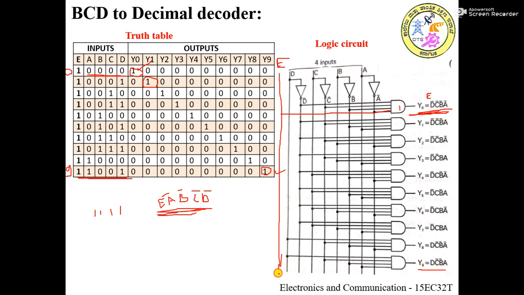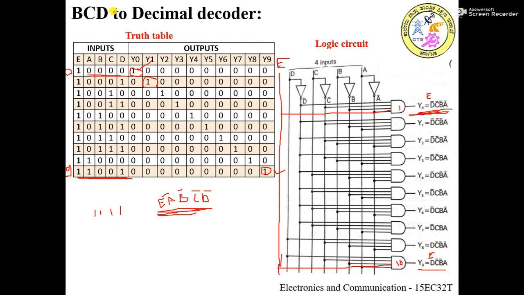If you consider the enable, then you have to give one more connection here, which will go to the AND gate. This is again a 5 input AND gate. This is the 10th output, y9 equal to E into D C bar B bar A. I hope it is clear.